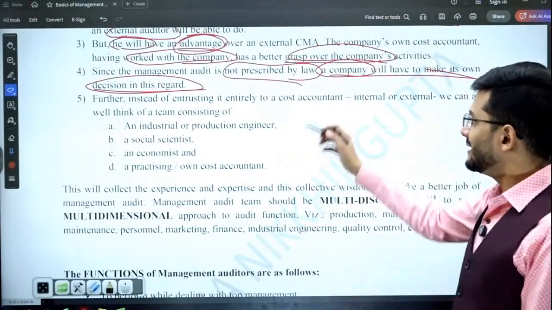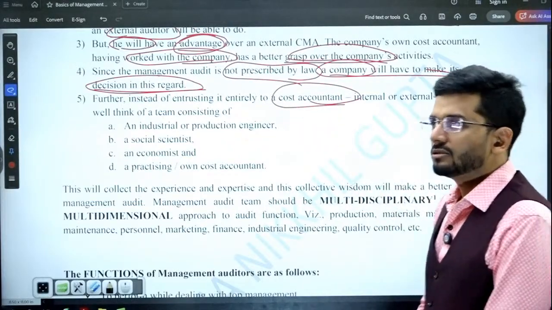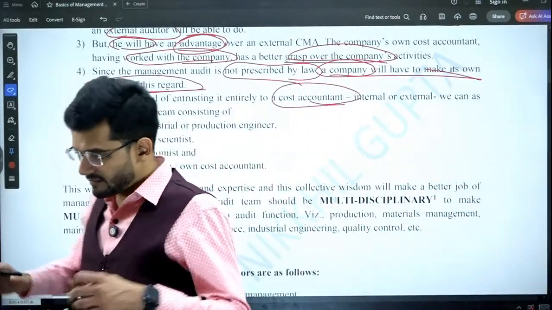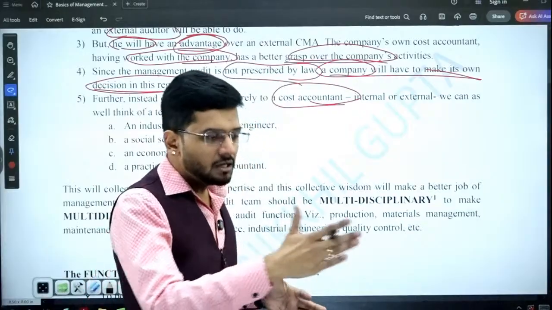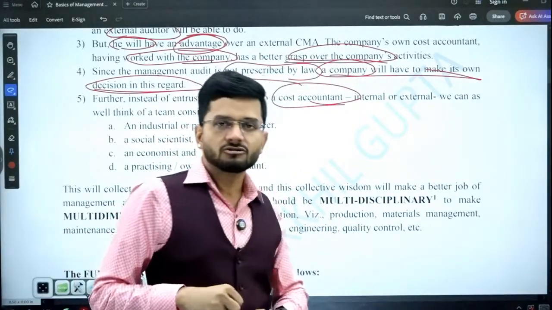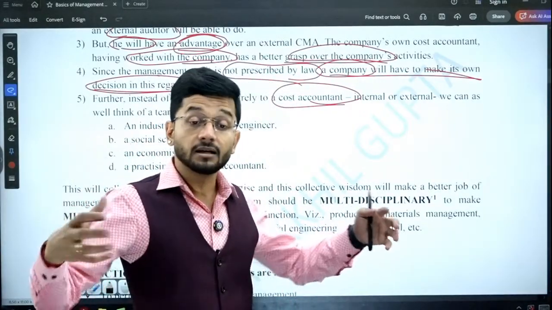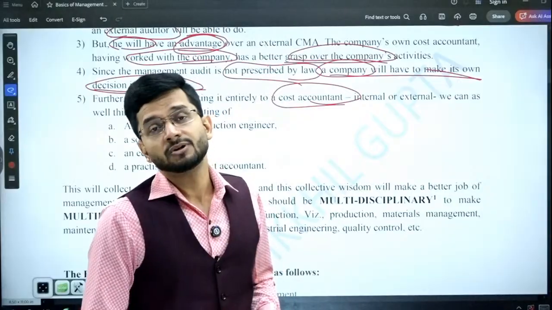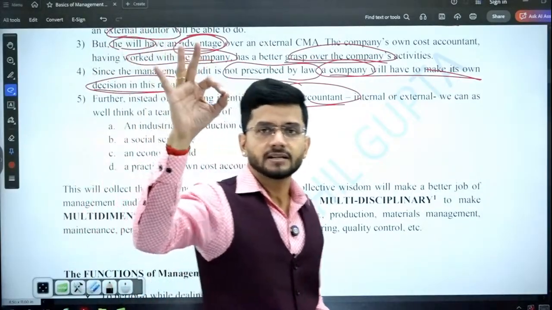Further, instead of entrusting it entirely to the cost accountant, there's also a good idea that we develop a team of multidisciplinary professionals along with cost accountants and make a combined team to conduct management audit. That will be the best.